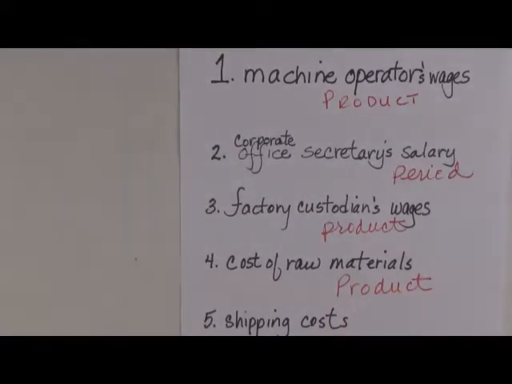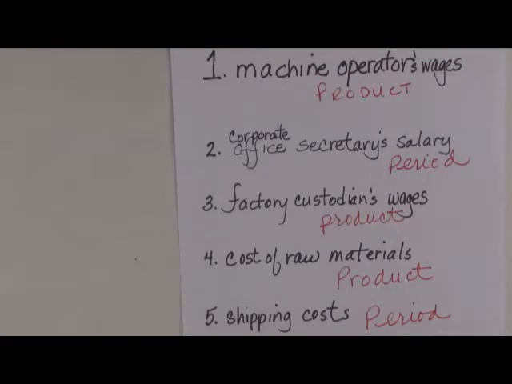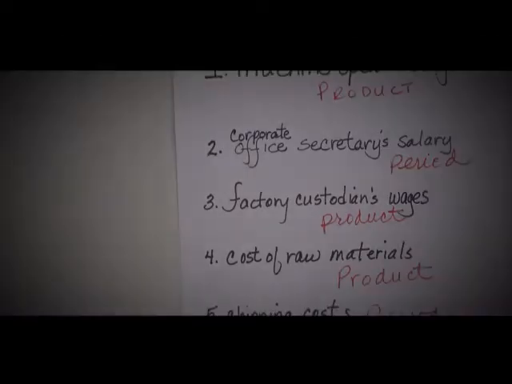And shipping cost would be considered SG&A or a period cost. Distribution costs have nothing to do with production, so anything related to distribution is always going to be expensed immediately, considered to be a period cost.